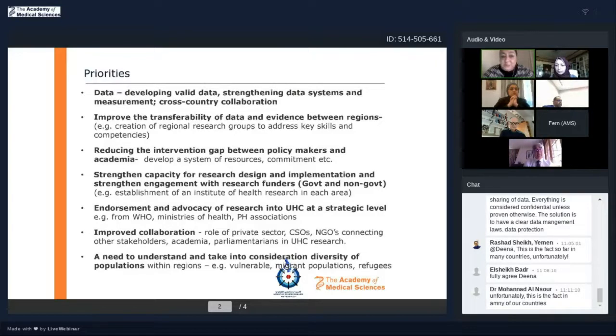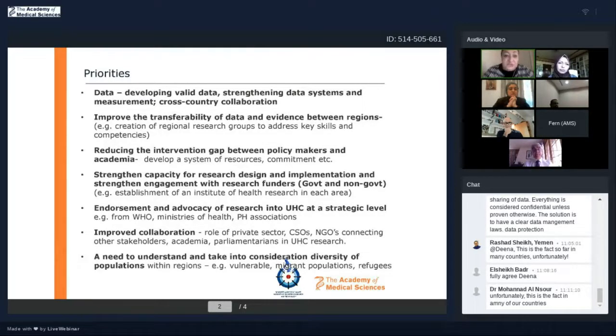So with the priorities part, there are the data: developing valid data, strengthening the data systems and measurement with cross-country collaboration, and improvement of the transferability of data and evidence between regions. Creation of regional research groups to address key skills and competencies, and maybe having think tanks, knowledge hubs. The creation of those structures is really very important.